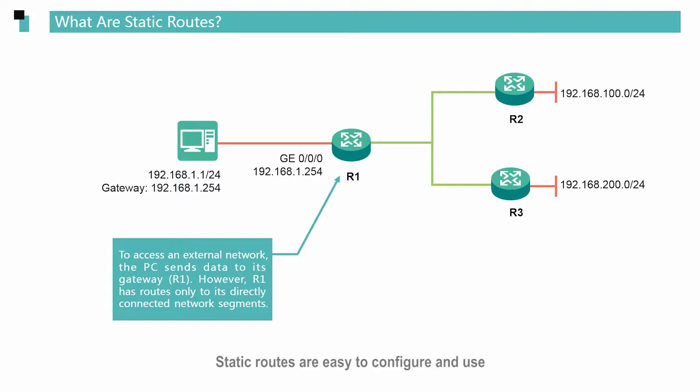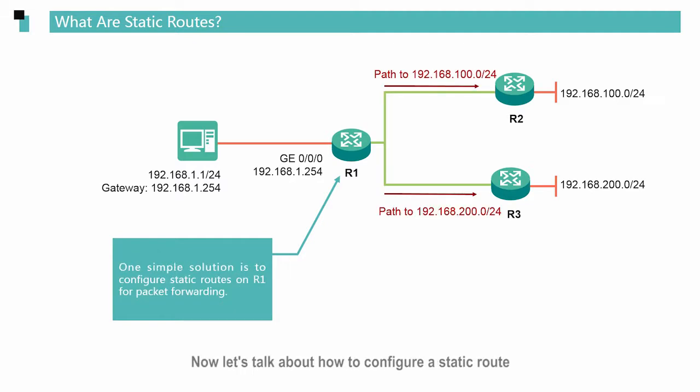Static routes are easy to configure and use. However, each network segment requires one static route. If a large number of network segments exist, the workload of configuring static routes is extremely heavy. Because of this, static routes are usually used on small networks. In addition, static routes do not respond to dynamic topology changes. For example, if the network segment 192.168.100.0/24 becomes unreachable, R1 is not aware of it and keeps sending packets to R2. As a result, packets will be lost.